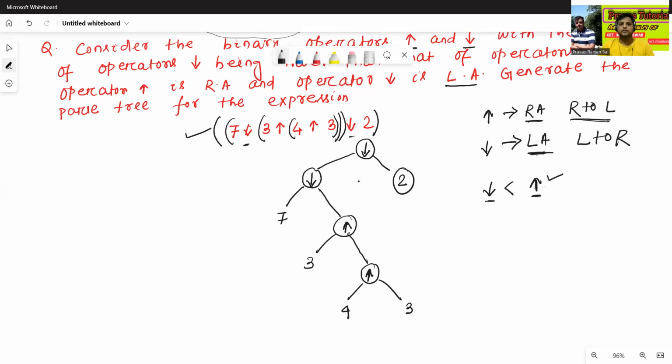So these are similar examples, some examples related to associativity and precedence. In future, we'll see some more examples. In the next class, we'll discuss removal of ambiguity, or conversion from ambiguous grammar to unambiguous grammar. Okay, thanks for watching.